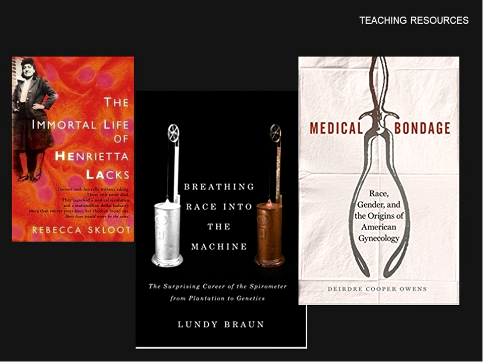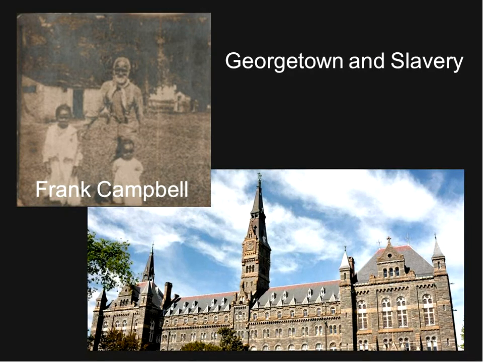And then Medical Bondage, about J. Marion Sims and American gynecology, all bring home the point that we often think of the sciences and medicine as this kind of neutral space, but it's very much infused with the history of slavery and the history of race in America. And the last thing that I want to gesture towards is more personal.